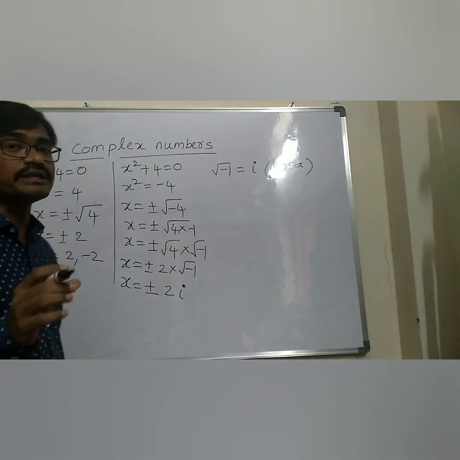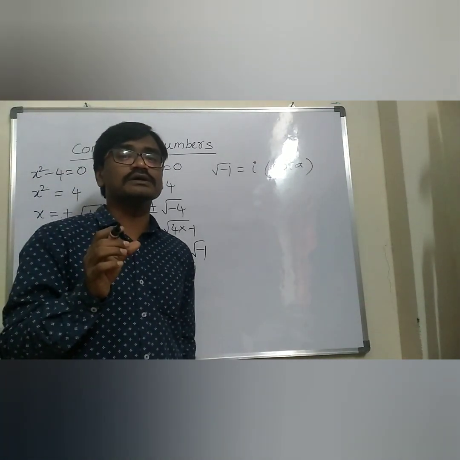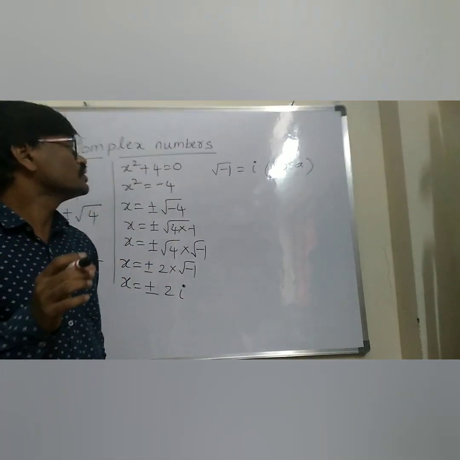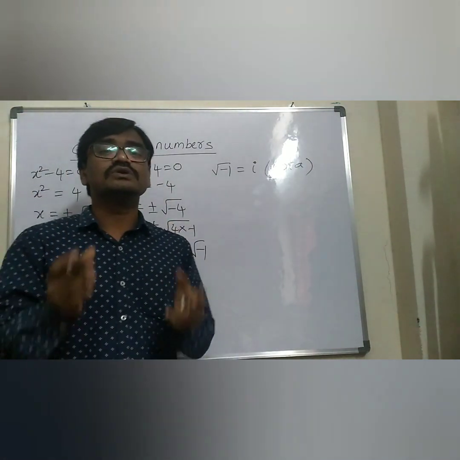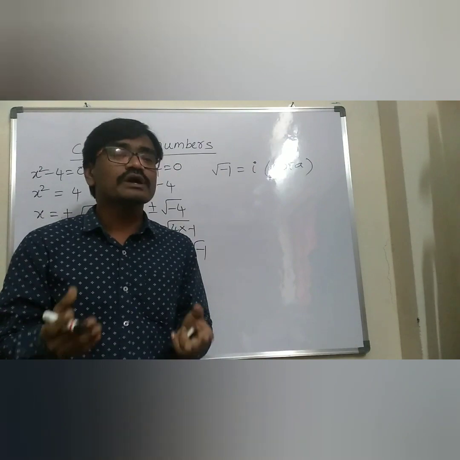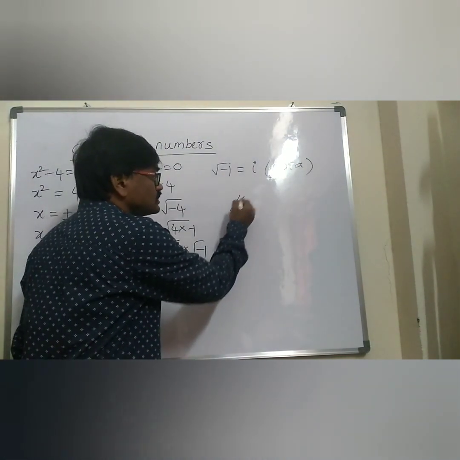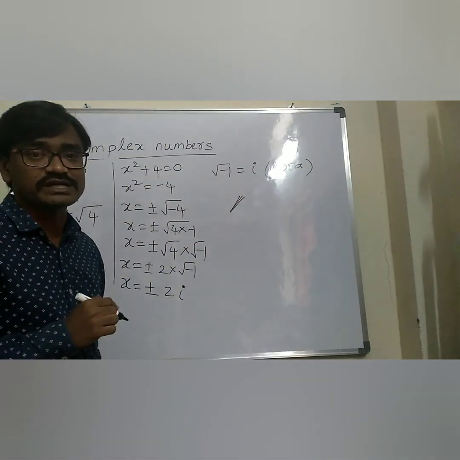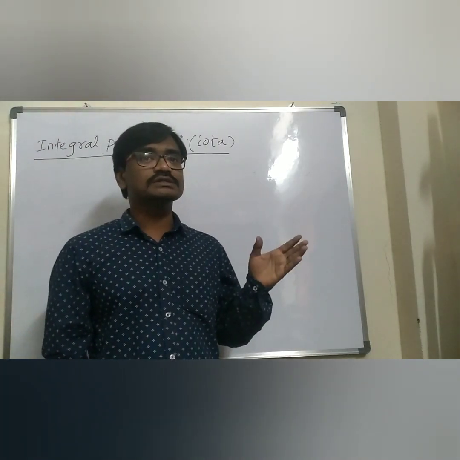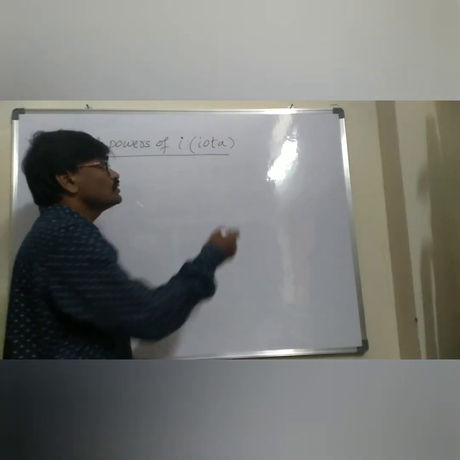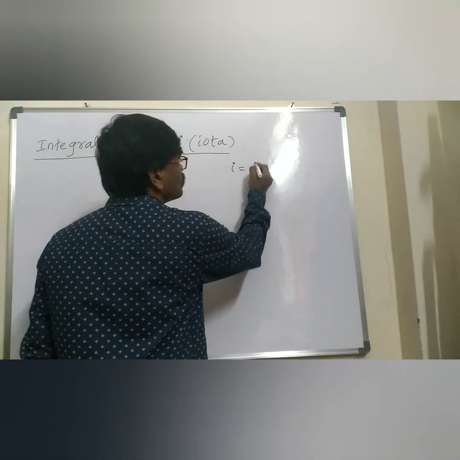Therefore, the main aim of introducing complex numbers is to find the square root of negative numbers. Square root of negative numbers, students. Next, students, what is your i value? i is equal to square root of minus 1.